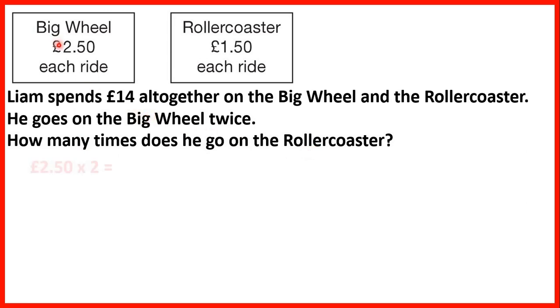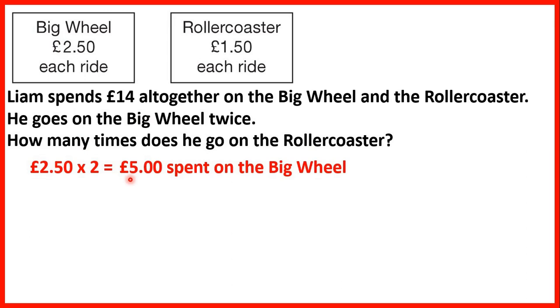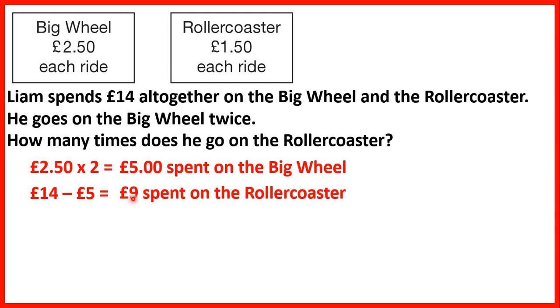So if he went on the Big Wheel twice, he must have spent £5 on the Big Wheel, because £2.50 times 2, or £2.50 plus £2.50, is £5. So of the £14 he spent, £5 was spent on the Big Wheel. So that means he must have spent £9 on the roller coaster. But we don't want to know how much money he spent on the roller coaster. We want to know how many times he went on it.